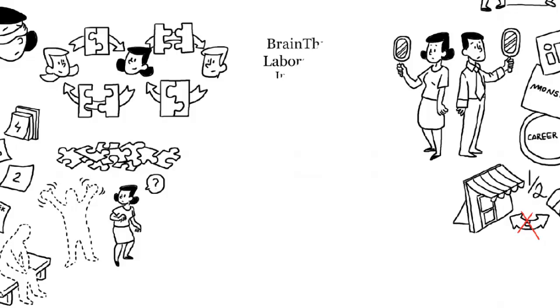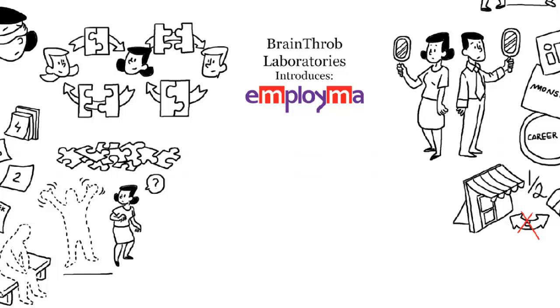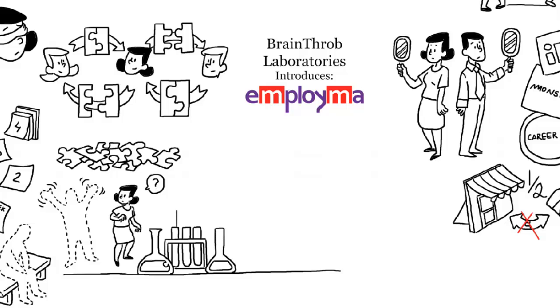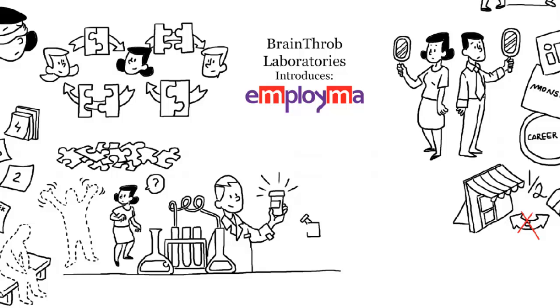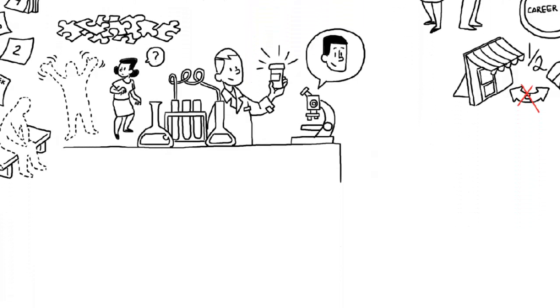BrainThrob Laboratories introduces a game-changing solution to the employment matching problem called Employma. Using this unique patent-pending technology, candidates and employers can conduct highly customized matching at lightning speed. Employma not only sees hidden matches, but it makes it easier than ever to screen, qualify, and match the best employers and candidates in seconds rather than weeks and months.